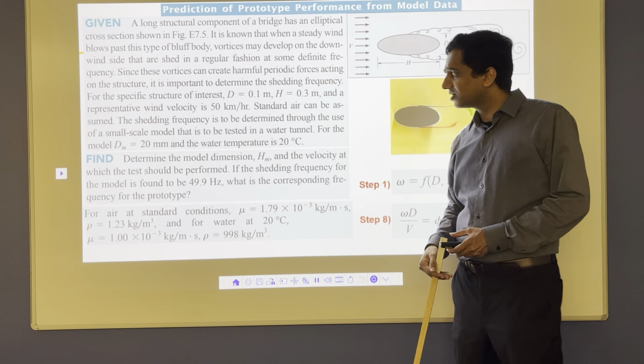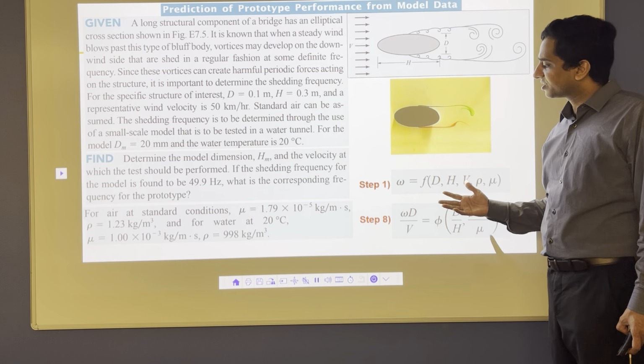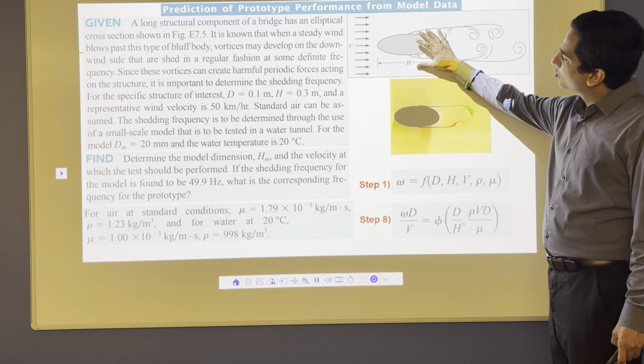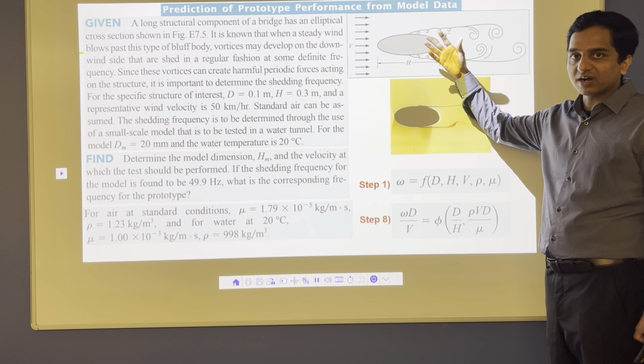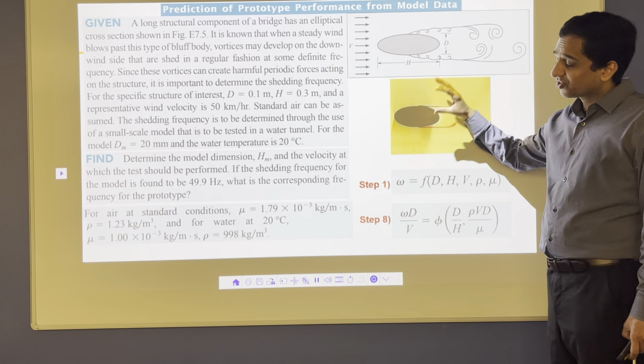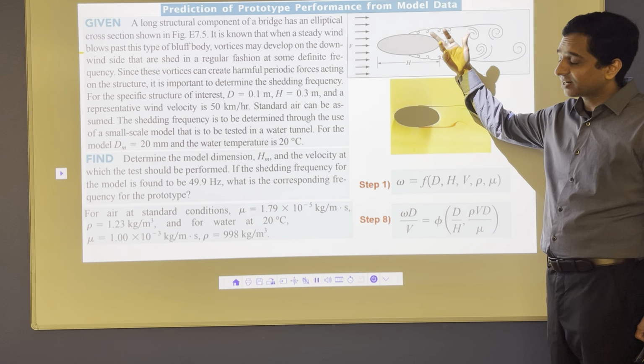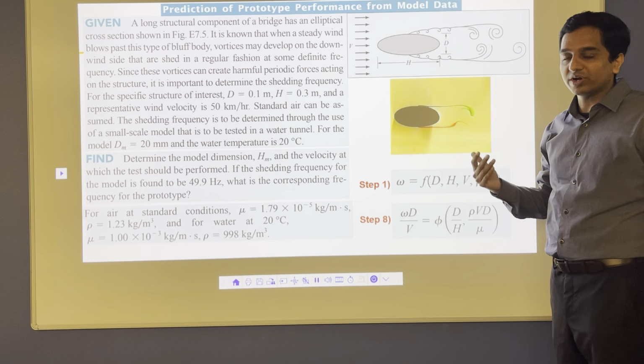Then in the second part, we learn how to use it. So this kind of problem we did in the class. Here, this is a component of a bridge. I can't build a bridge, I can't test a component. So I build a smaller component, test it in a water tunnel, and then I try to predict how the main component will behave.